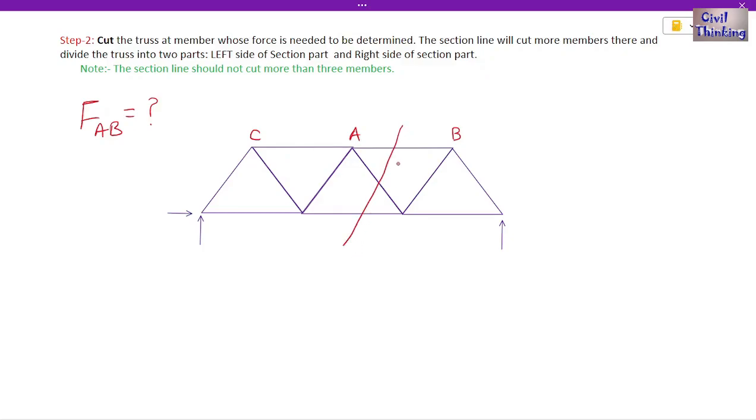We will not only cut one member, we will cut all the members near AB, so that the whole truss is divided into two parts. We have to cut the whole truss at this AB. Then we will be left with the left side and the right side. Now there is a rule: the section line should not cut more than three members. If I draw a section here, how many members is it cutting? This is one member, two members, and this is three members, right? So this is okay. The section line should not cut more than three members.